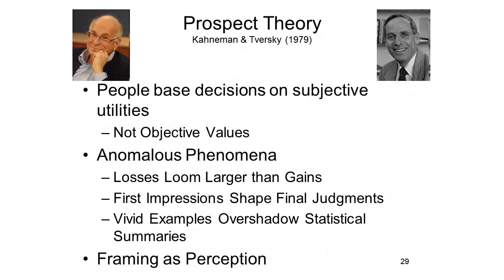In order to deal with the problems that confront subjective utility theory, Kahneman and Tversky have proposed a psychological alternative known as prospect theory. Prospect theory begins, as utility theory does, with the assumption that people base decisions on subjective utilities, not on the objective values associated with their choices. But prospect theory goes on to really take into account the psychology of the individual decision maker. In this way, they seek to explain a number of phenomena of decision making that are anomalous from the point of view of expected value theory and expected utility theory. For example, the fact that losses loom larger than gains, or that first impressions can shape final judgments. Remember the anchoring and adjustment heuristic? Or that vivid examples can overshadow statistical summaries. Remember the representativeness heuristic.